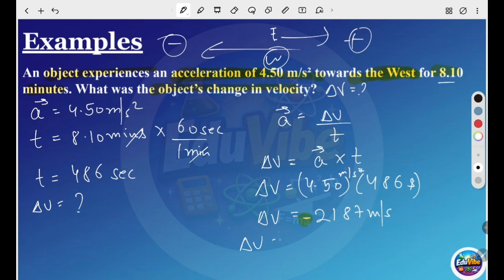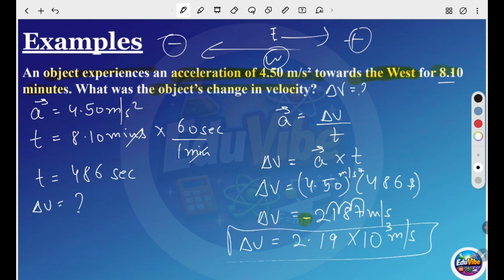And if you want, you can convert to three significant figures. The point shifts like 1, 2 and 3. So we get 10 raised to power 3 meters per second, and we get 2.19, which is in three significant figures now, and we get delta v as negative. So this is our delta v.